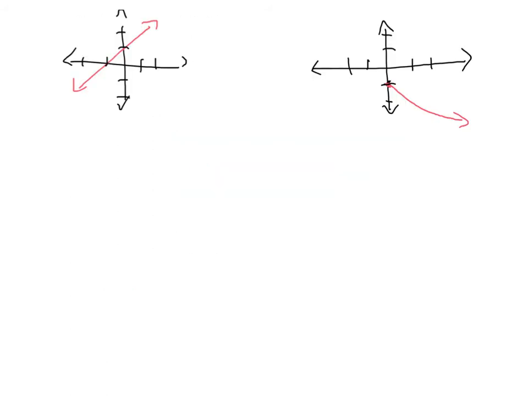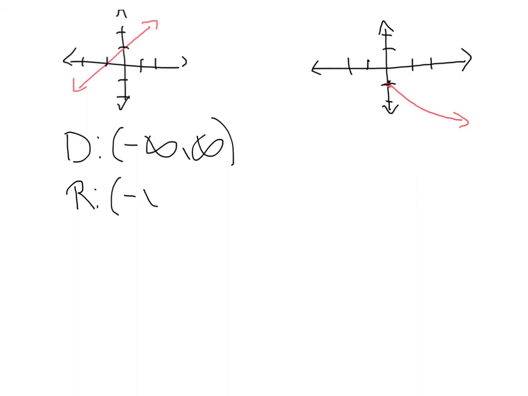Looking at this graph here, we've got a straight line, and we've got a y value for every x value. So our domain is going to be negative infinity to positive infinity. And it looks like we also have a value for every y value. So our range is also going to be negative infinity to positive infinity.